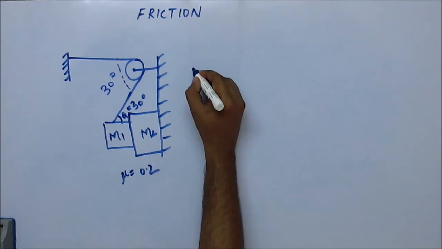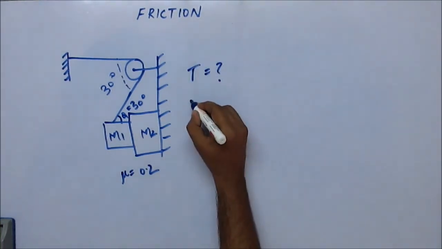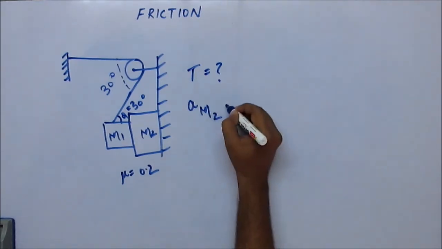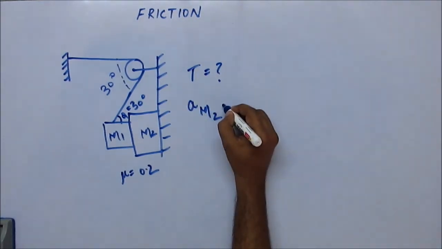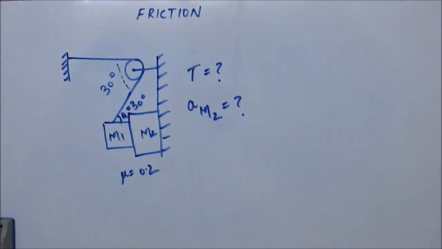So you have to find two things. First, find tension in the string. What will be the tension? And what will be the acceleration of mass M2? Fine. So this is interesting. This kind of problem you expect in IIT JEE exam. So you get your answer. Tension and acceleration of the block of mass m2.